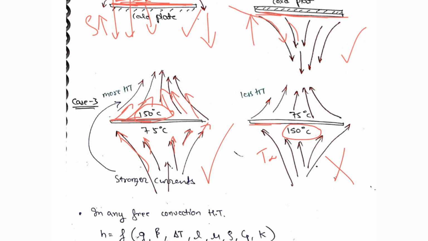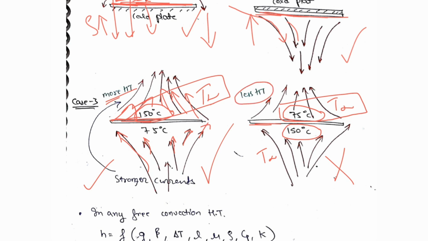Okay, the amount of heat transfer that is taking place effectively is between T infinity and 75 degree centigrade, but the net quantity of heat transfer between 75 degree centigrade and T infinity is less than the net quantity of heat transfer between T infinity and 150 degree centigrade. Therefore, this is the most effective case, and more amount of heat transfer takes place if you arrange the plate like this, and less amount of heat transfer will take place when you arrange the plate like this.